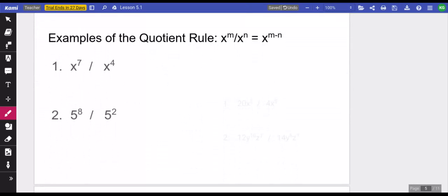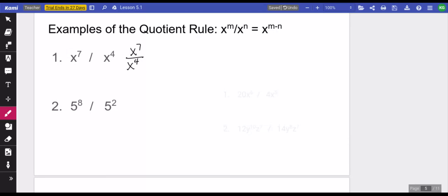On the quotient rule, these should actually be written in fractions. And so this should be x to the 7th divided by x to the 4th. Okay. So when I reduce those, I'm subtracting. So x to the 7 minus 4. So that's x to the 3rd. This one is 5 to the 8th over 5 squared. And I'm subtracting them. So it becomes 5 to the 6th.